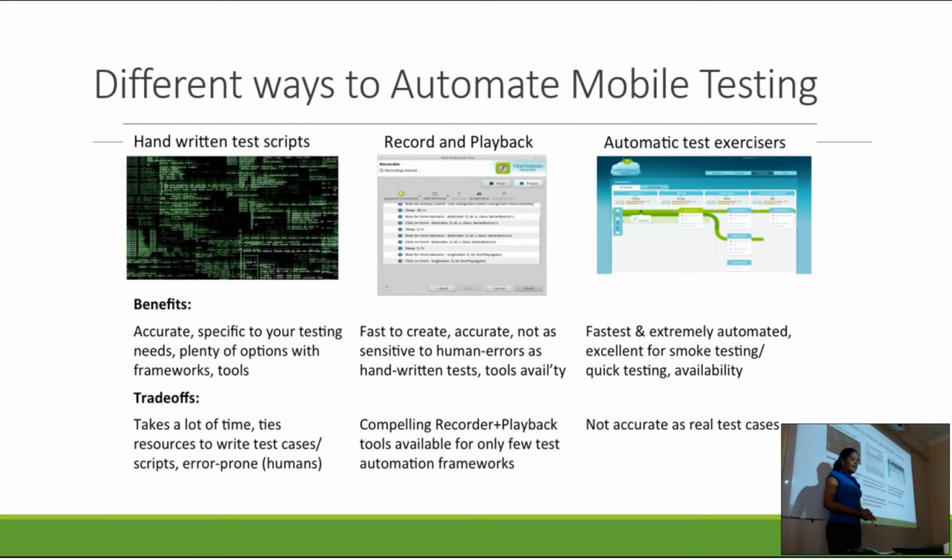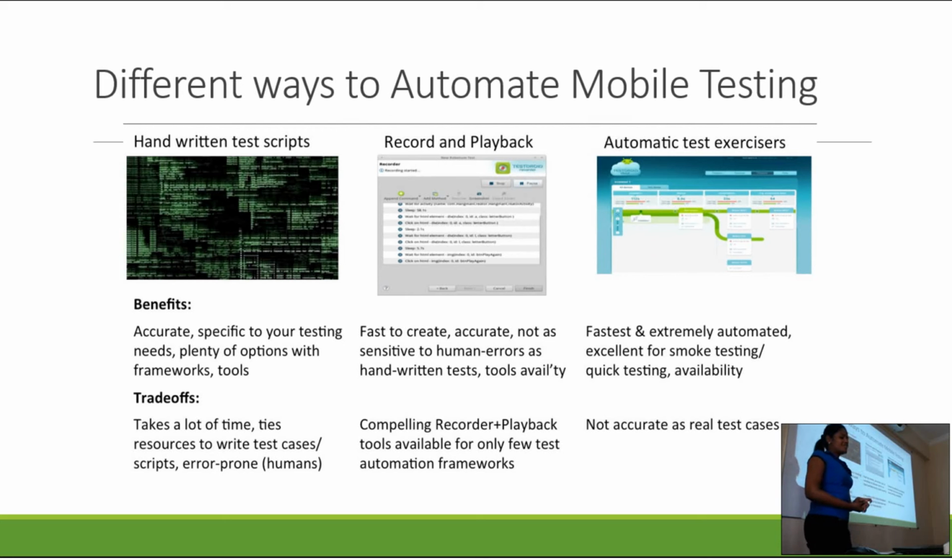And recording and playing back. Well, this is I think largely used inside GView as well. You all automate record and playback scripts for Selenium and coded UI, so it's all there. I'm sure you all know what I'm talking about. It's fast to create and it's accurate, not as sensitive to human errors as handwritten tests, and there are tools available. And there are trade-offs as well. A compelling recorder and playback tool is available for only a few test automation frameworks, and also it's highly UI dependent. So we have gone there, we know there are flaws in that.